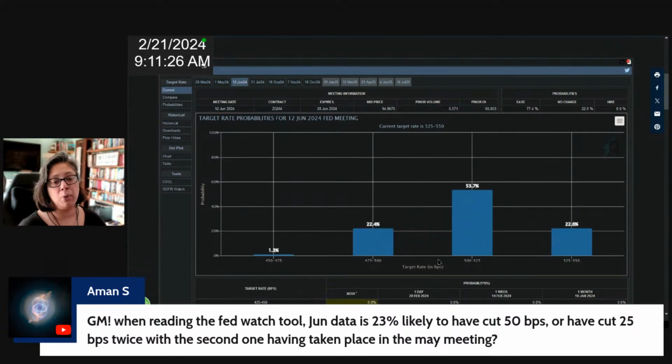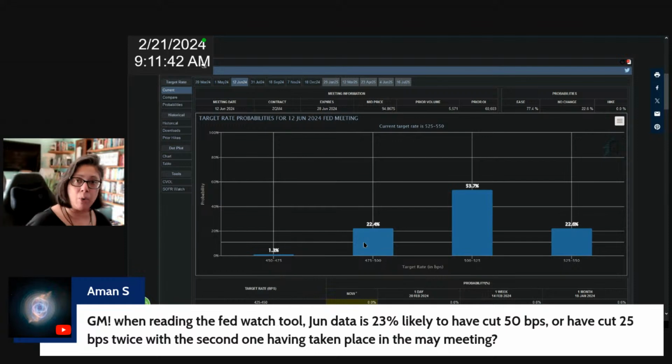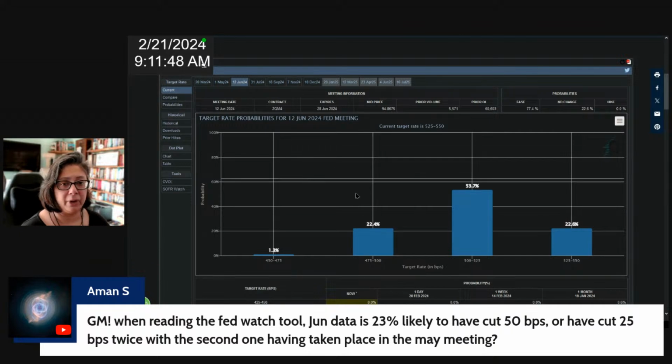So it's not a half point cut. It's a 22% that May was a hold and June is a hold, right? It's a 53, almost 54% chance that we get the quarter point cut. And it's a 22% chance that we cut in May, and now we're cutting in June again. So it's got to be a cumulative look. Yeah, it's got to be a cumulative look. So that's the way I break that down.